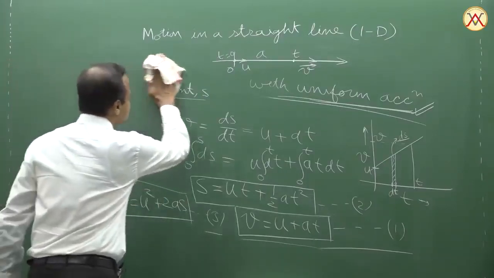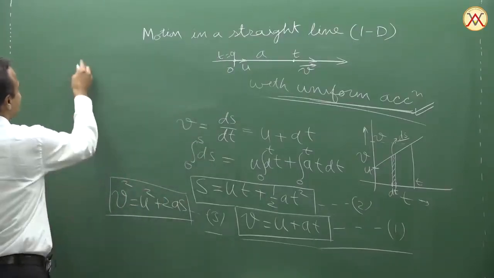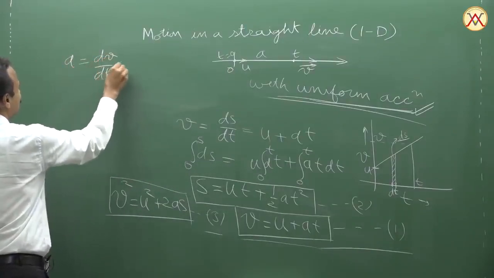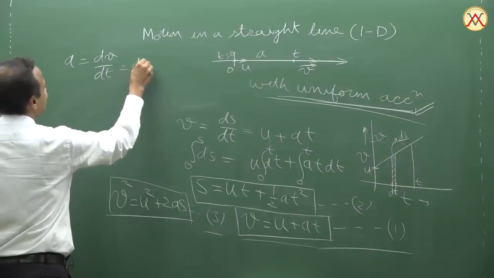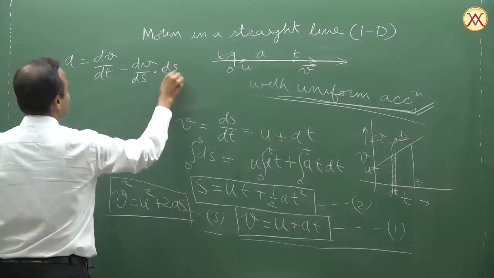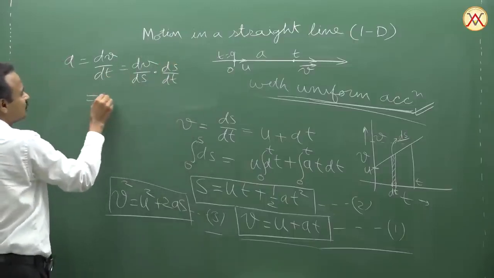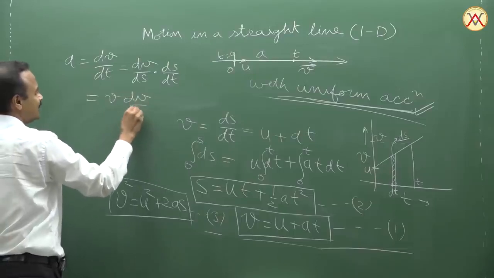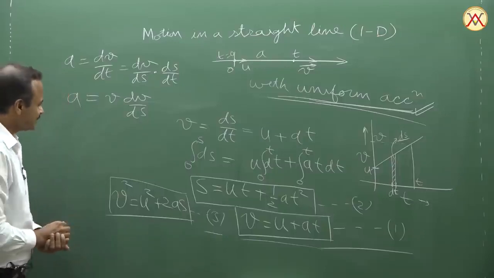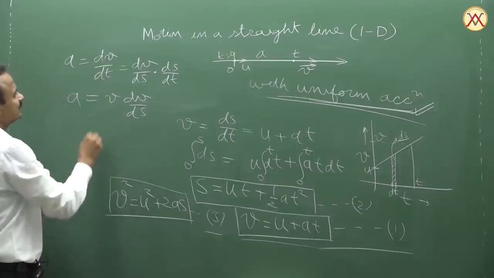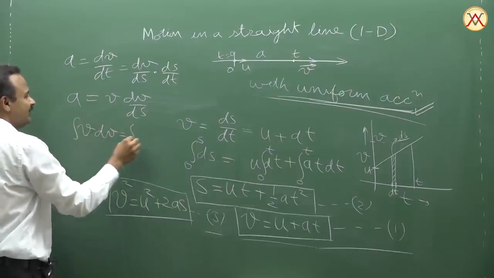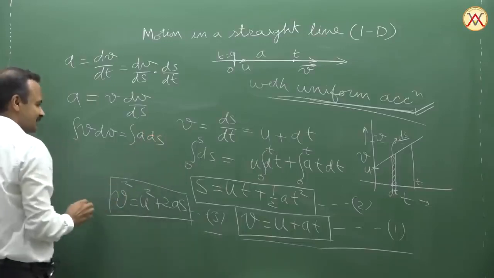So what we can do is we can write acceleration, which is dv by dt, using chain rule. This can be written as dv by ds multiplied by ds by dt, and of course ds by dt is v, so it becomes v dv by ds. You are already familiar with this application of chain rule. So we can separate the variables. We can say integral of v dv is equal to integral of a ds.